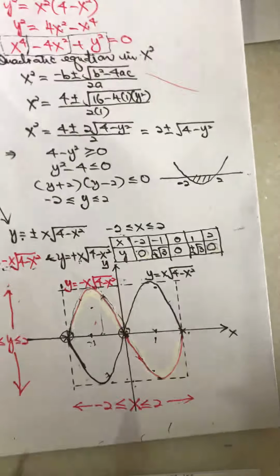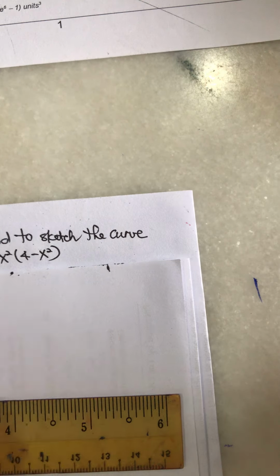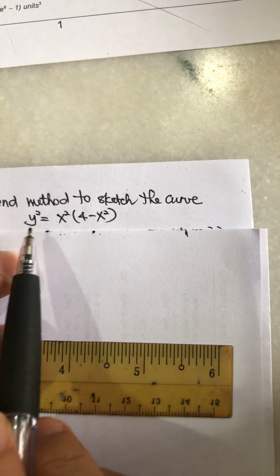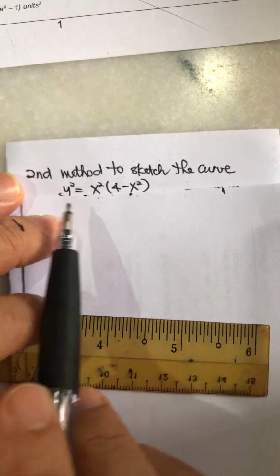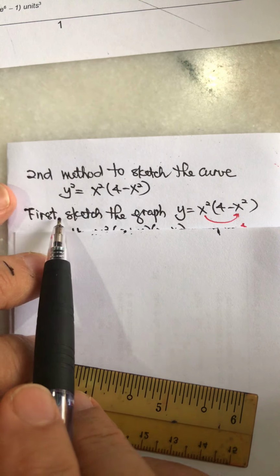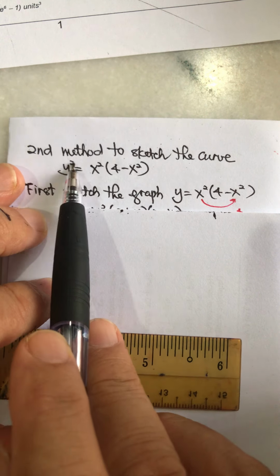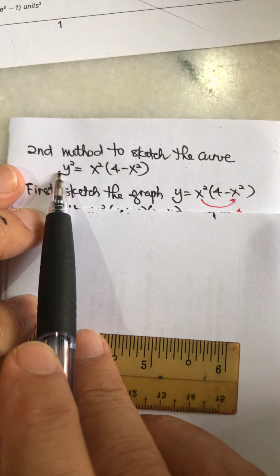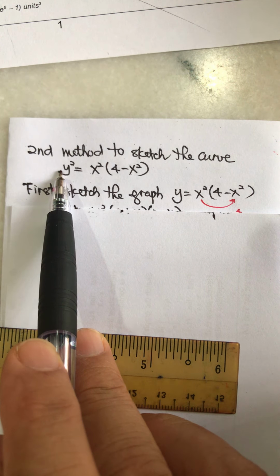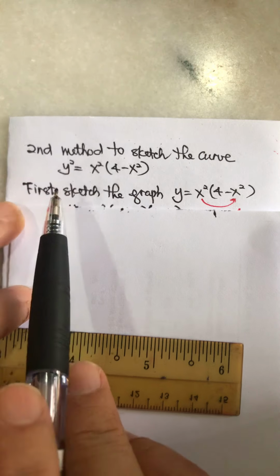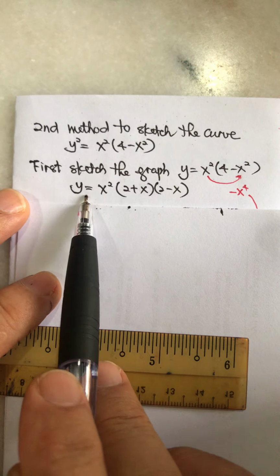Okay, another way. This one we learned already when I taught you how to sketch the graph. I said whenever you see a y square graph, first you sketch the one without the y, because afterward the y square, because the power is even number, is symmetry about the x-axis. I hope you still remember this. Then you sketch this one. How to sketch this one?